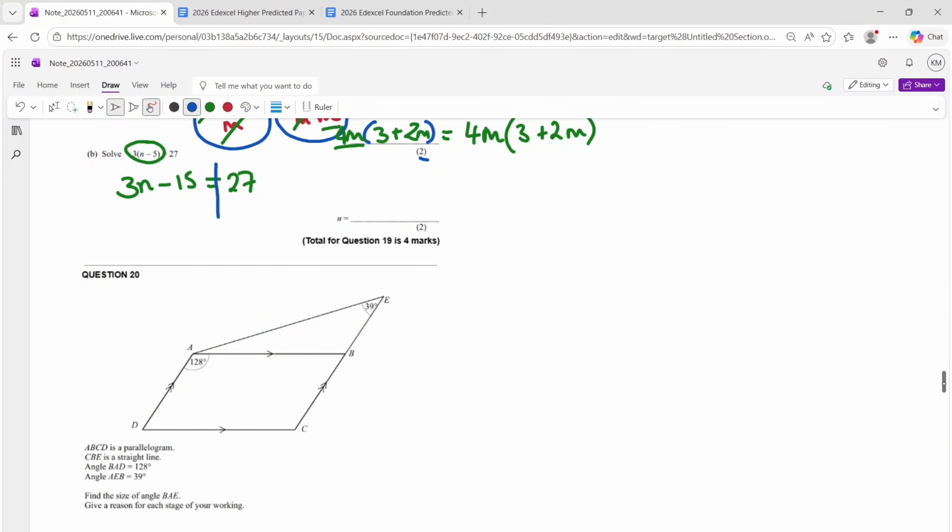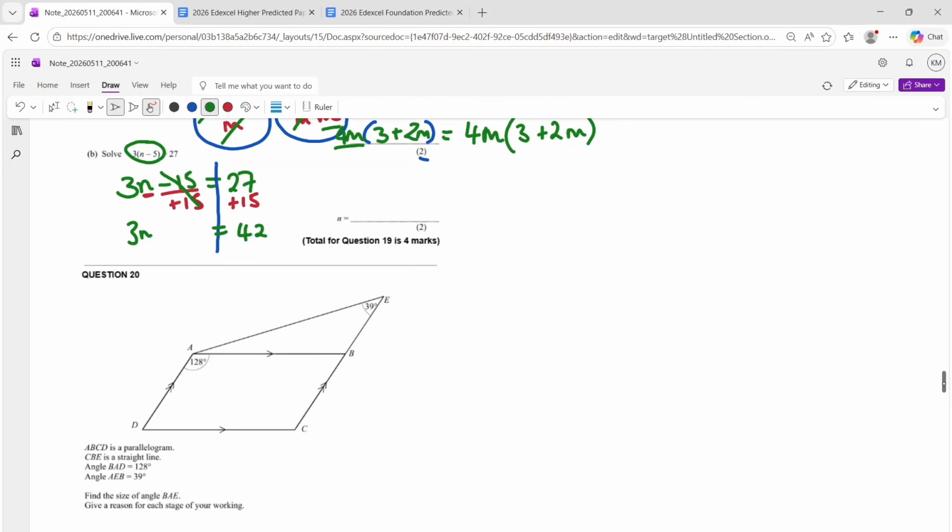Now when I'm solving equations, I like to put a line down the middle, and I need to get n on its own here. So first of all, I'm going to deal with this -15, and the opposite of taking 15 is to add 15. And whatever I do to the left-hand side, I have to do to the right. So that leaves me with 3n. I haven't touched that yet. -15 add 15 is 0, so that gets rid of that. And 27 add 15 is 42.